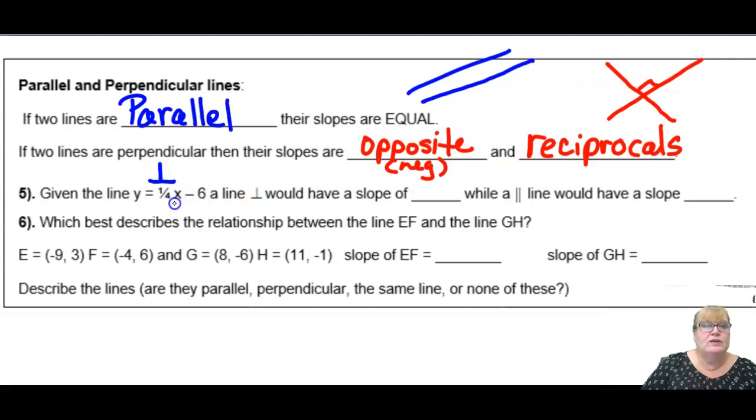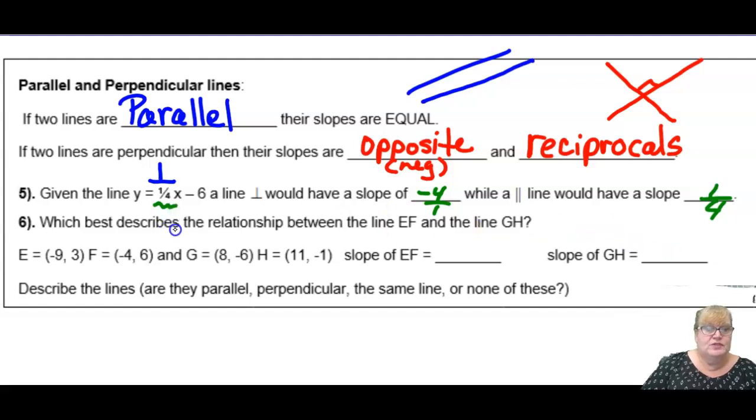given the line y equals 1/4 x minus 6, find a perpendicular line. Well, a perpendicular line would have to flip that over and change the sign. So it would be -4/1 or just -4. A parallel line, remember parallel means they go in exactly the same direction. They're never going to intersect. So that would have to keep this same slope of 1/4.